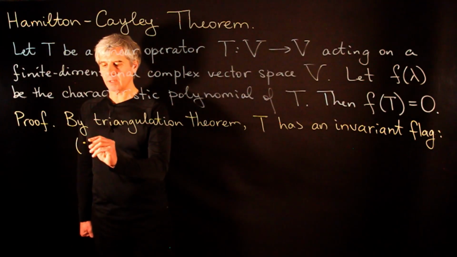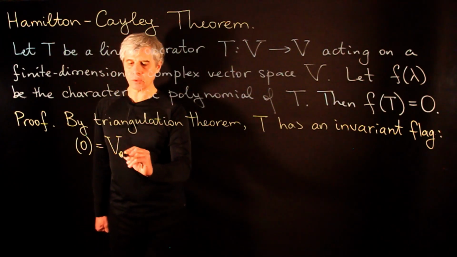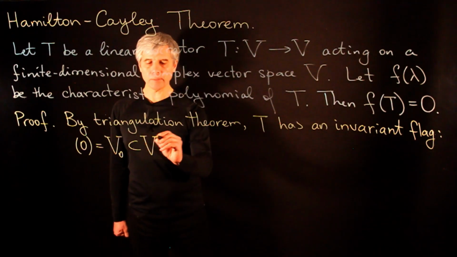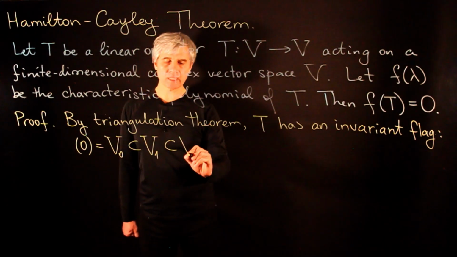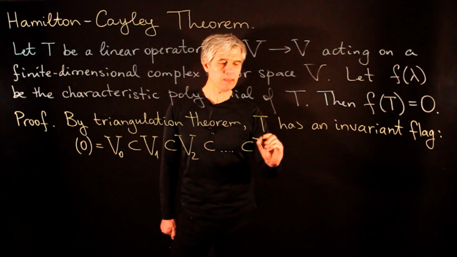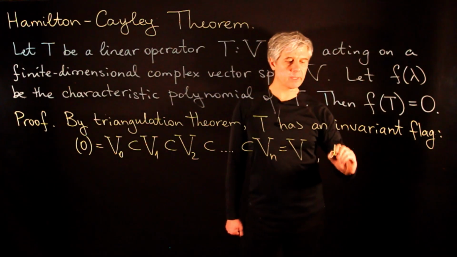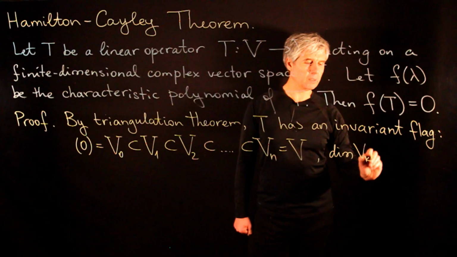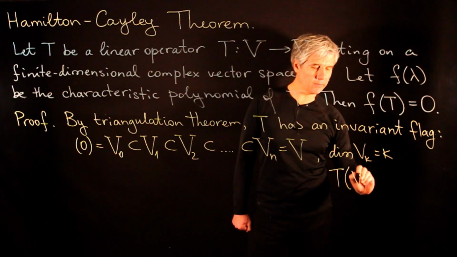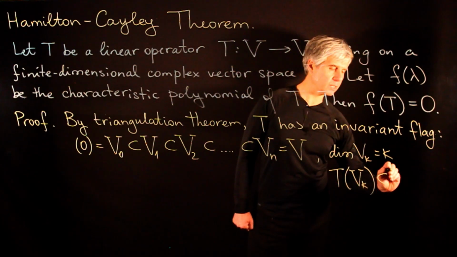Today, for us, it will be convenient to start with a zero space. So we'll introduce the space V0, which is just a zero vector. Then it sits in a one-dimensional space V1, which sits in V2, and so on, which sit in Vn, which is our vector space V. And here we have the dimension of Vk is equal to k, and each subspace is invariant with respect to T. So this means that T acting on Vk will be inside Vk.